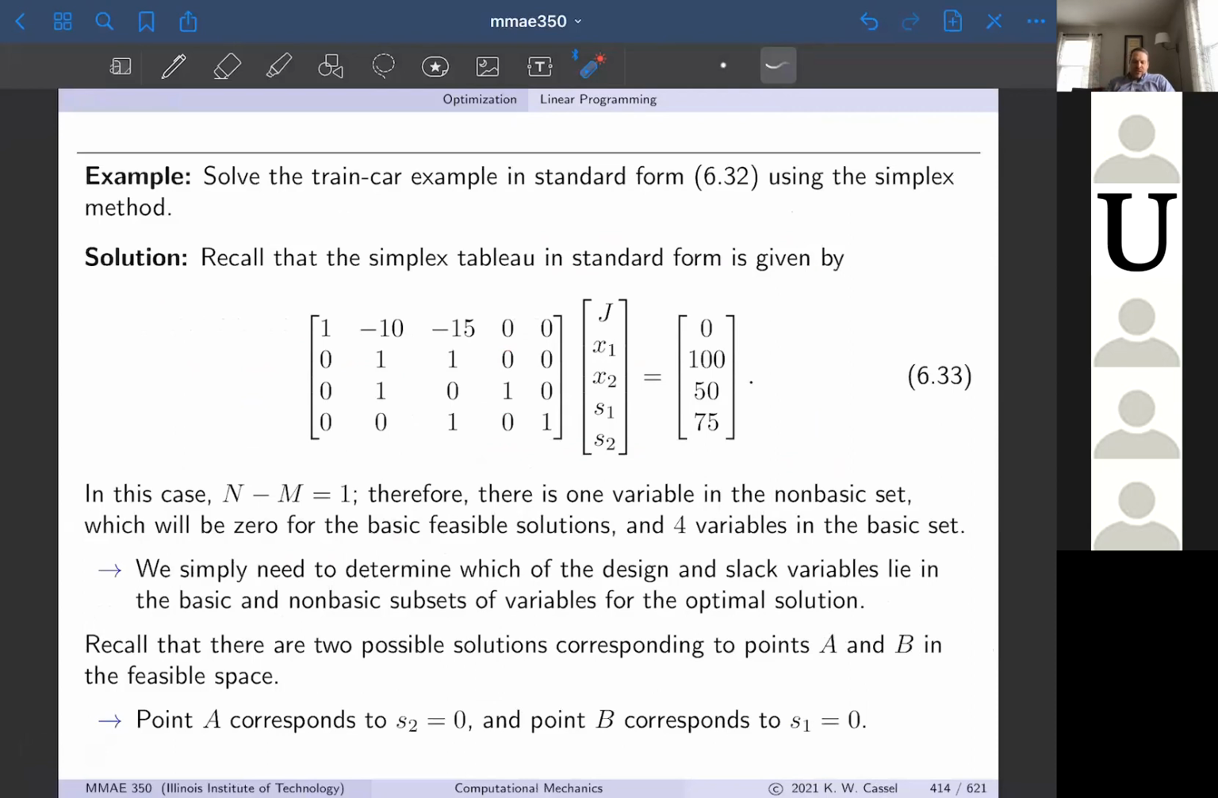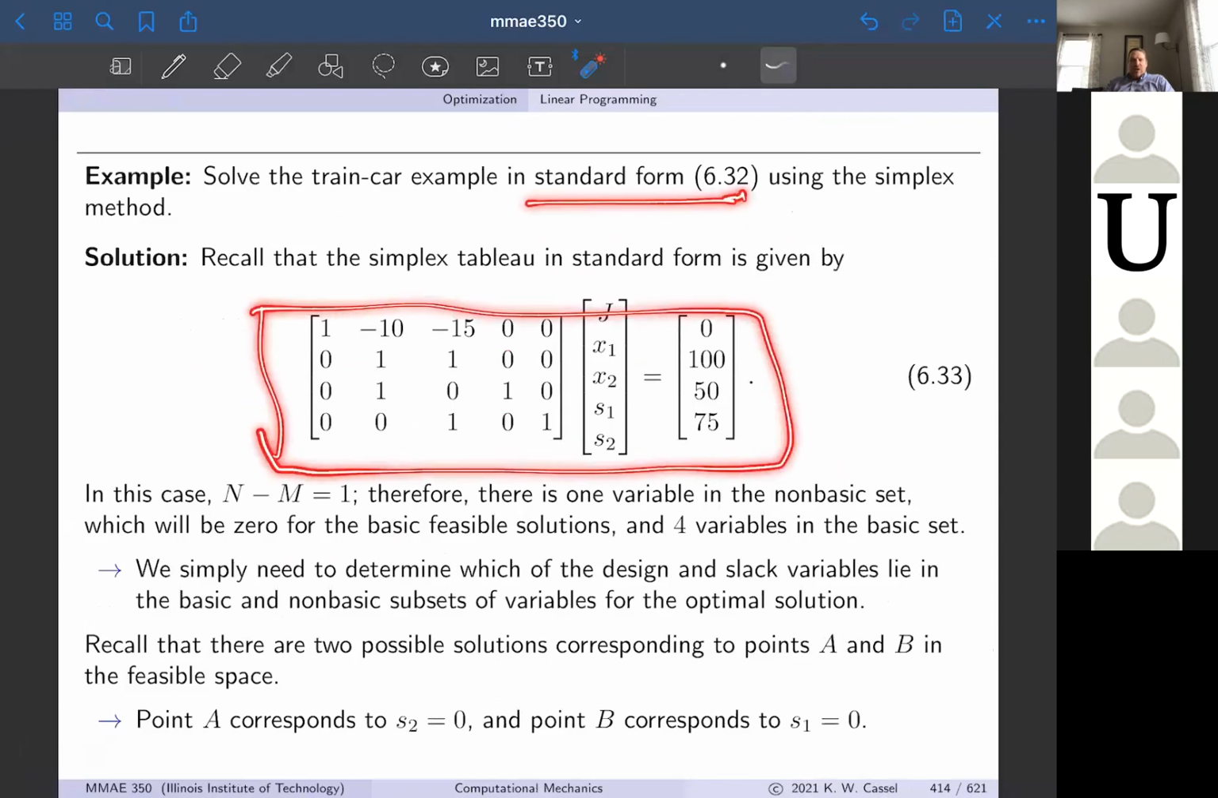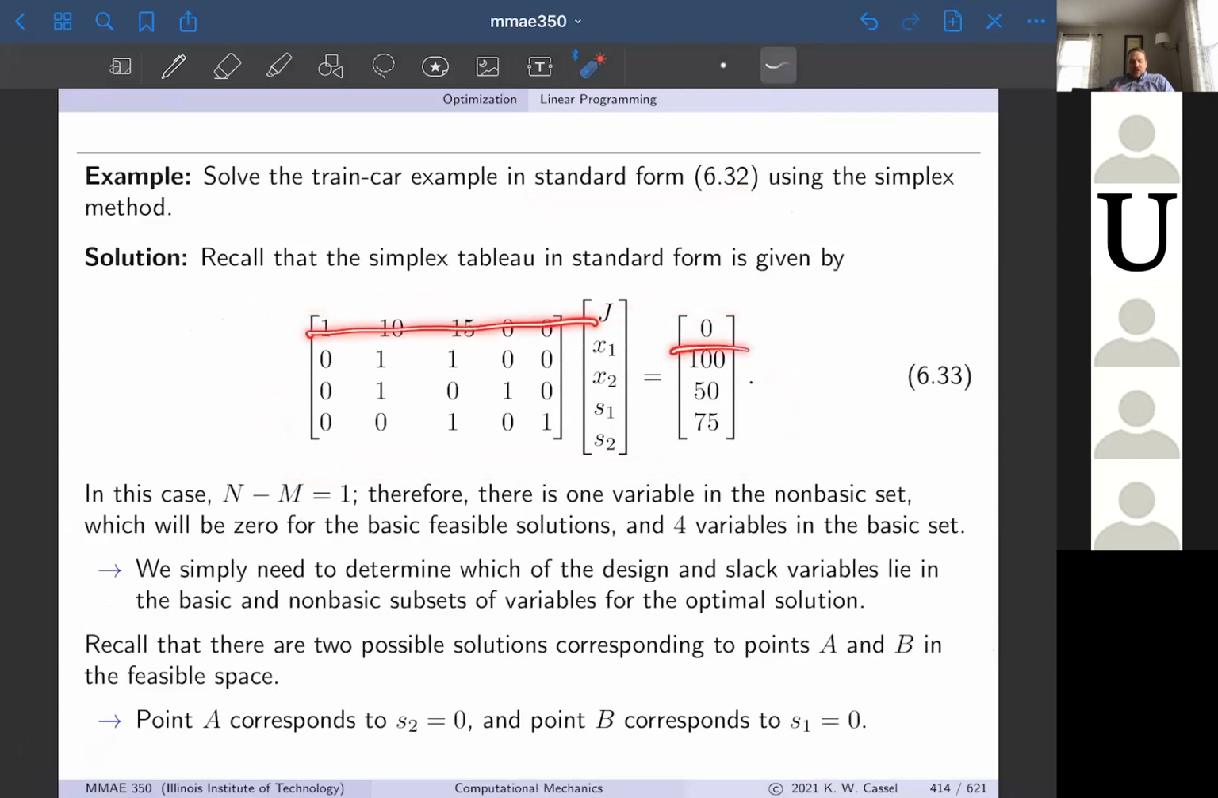All right, so let's go back and rewrite the standard form, which is right here, same as we had before. The first equation is the objective function. The next three are the equality constraints. One was originally an equality constraint. Two were inequality constraints and now have been made equality constraints using these slack variables, s1 and s2. You can see on the right-hand side, 100, of course, corresponds to the total number of cars. 50 corresponds to the maximum number of cars on the first train, and 75 corresponds to the maximum number of cars on the second train.